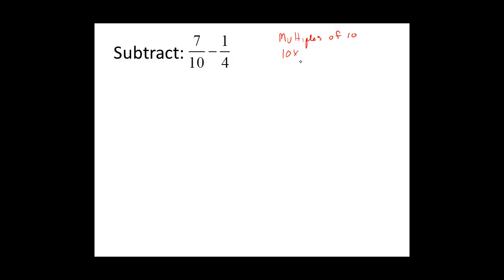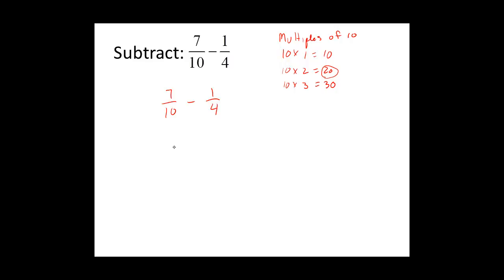10 times 1 is 10. 10 times 2 is 20. 10 times 3 is 30. What is the first multiple of 10 that 4 divides? 20 is the first multiple of 10 that 4 divides. So 20 is our least common multiple of 10 and 4, and thus our common denominator.